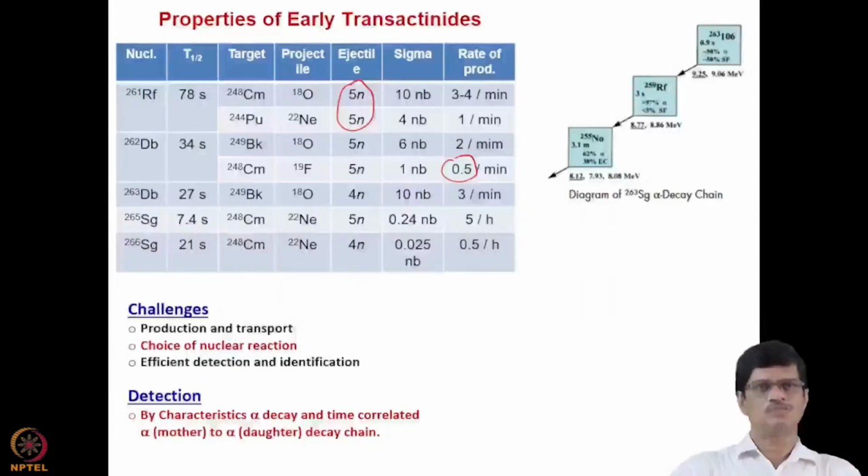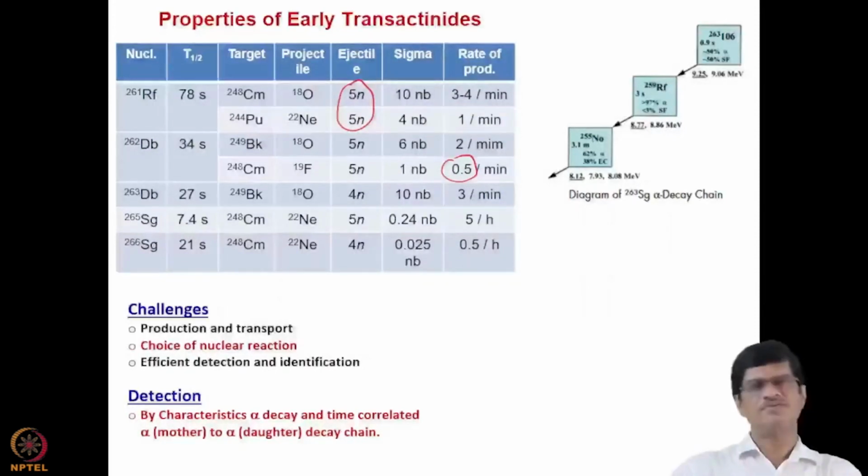For 266seaborgium, which has a relatively longer half-life, that is 21 seconds, again the target is 248curium and the projectile is neon-22, and 4 neutrons are emitted in this case, but the cross section is nearly 1 order of magnitude lower, with a production rate of 0.5 atoms per hour.